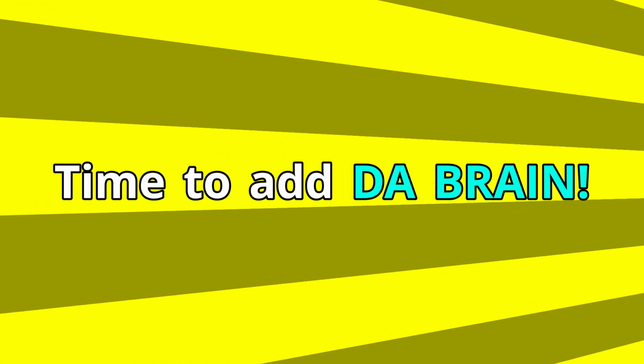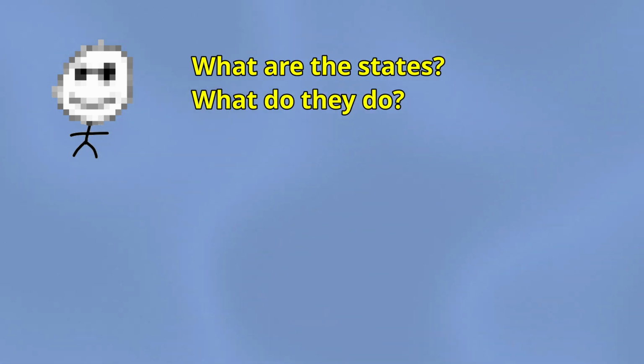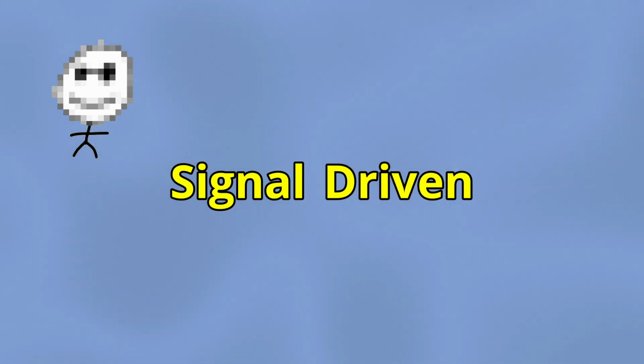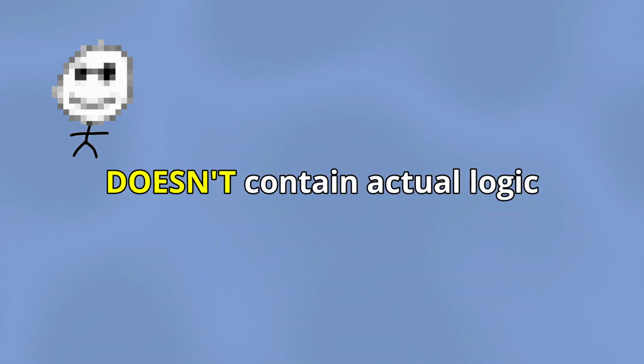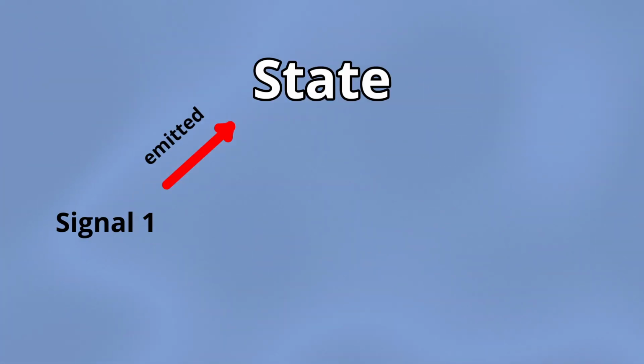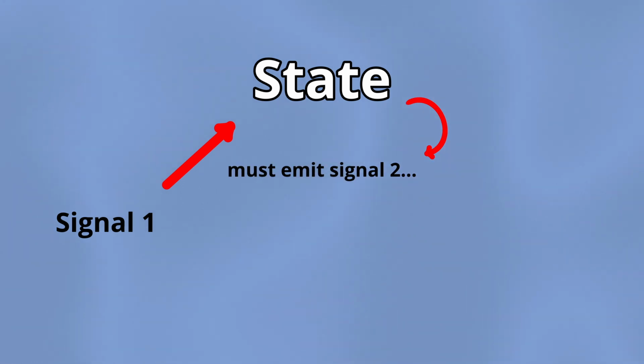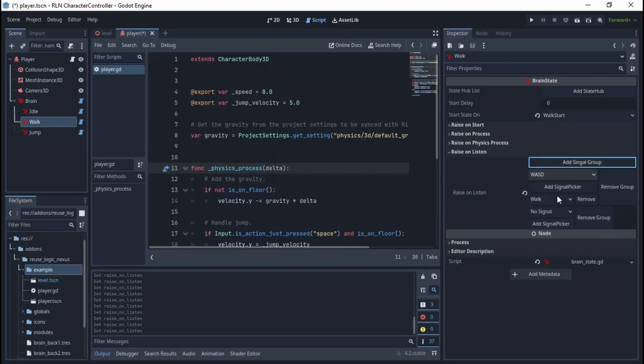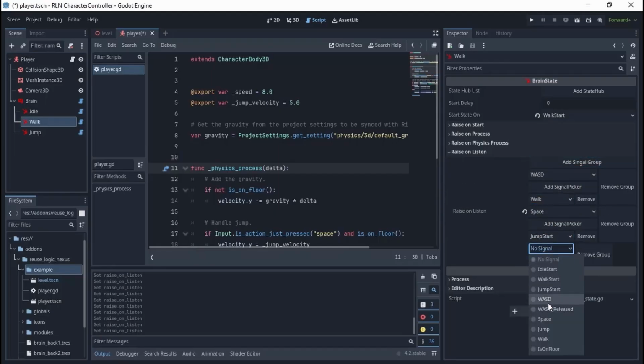Time to add the state machine, but before that we need to completely understand what our states are, what they do, and how they are connected to each other. ReuseLogic Nexus state machine is signal driven. This means that it doesn't contain any actual logic. The states only hold the information of signal connections. This means that they only listen to specific signals and only emit specific signals in return. All the signal connections are specified in the inspector. That is why you don't need to write a single line of code to use them, and they are reusable.